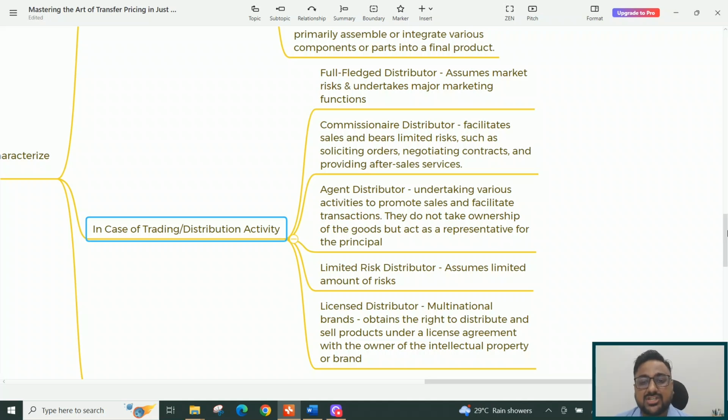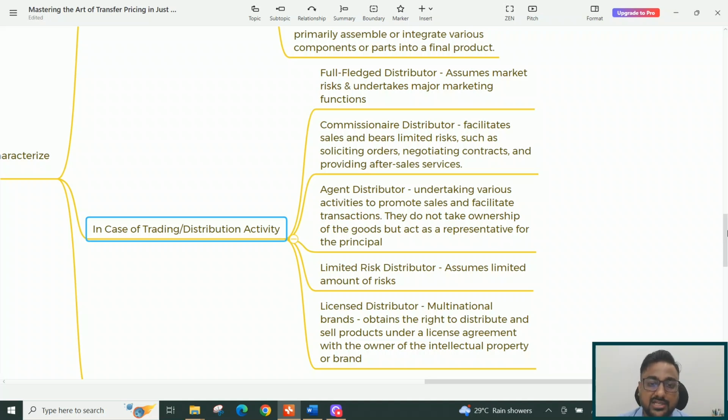Then there is the commissioner distributor arrangement, wherein the commission arrangement facilitates sales and bears limited risk, such as soliciting orders, negotiating contracts, and providing after-sales services. So such entities, which are commissioner distributors, are involved more in the sales function. They are not involved in any manufacturing or pre-sales functions, right? You can understand it that way.